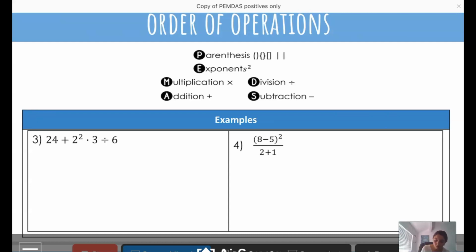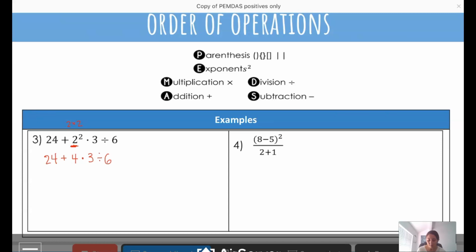There are exponents. We have 2 squared, or 2 to the power of 2, which tells me to take my base and multiply it by itself 2 times. So 2 squared is really 2 times 2, which is 4. So I'm going to replace 2 squared with 4 and bring everything else in my expression down because I haven't done it yet. So 24 plus, now 4 times 3 divided by 6.